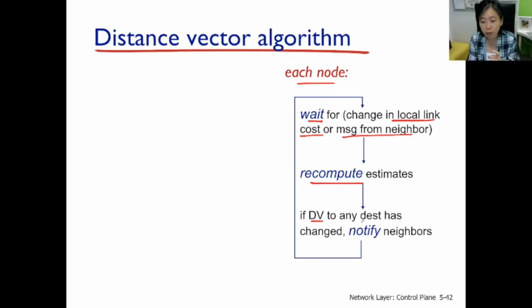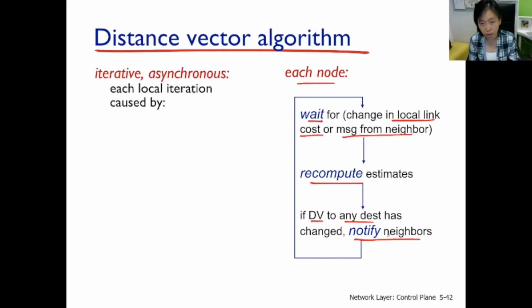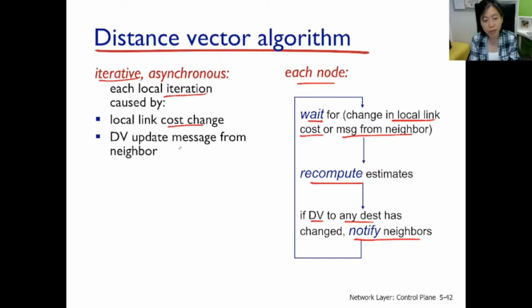Now, if the distance to any of the destinations has changed, that means a better route, a shorter distance, has been discovered. Then we tell the neighbors, because the neighbors might also benefit from the good news. Right? So you see, the distance vector routing algorithm works this way: it's iterative, meaning it works in cycles. In each cycle, it can be triggered by two kinds of events: link cost change and DV update messages arriving at the router.